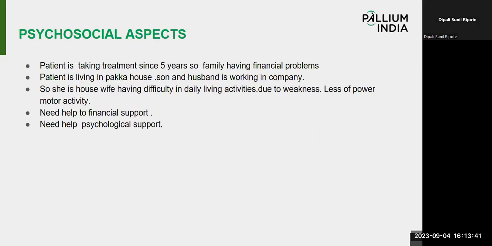Psychosocial aspect: patient is taking treatment for 5 years. The family has financial problems. The patient lives in a pakka house. Son and husband are working in a company. She is a housewife having difficulty in daily living activities due to weakness, loss of power, and motor activity. She needs financial support and psychological support.